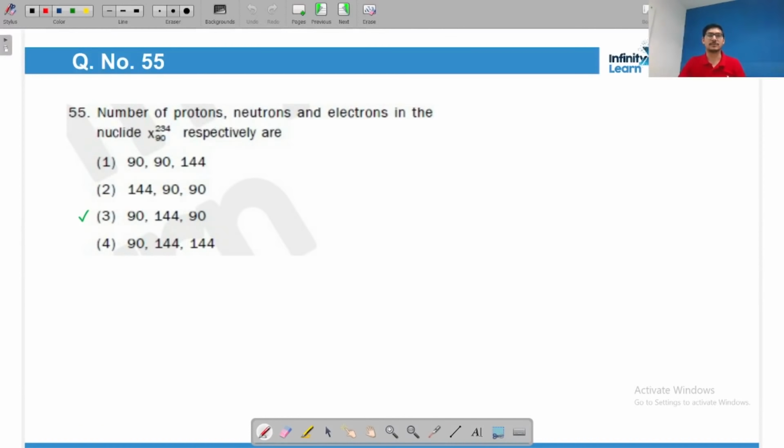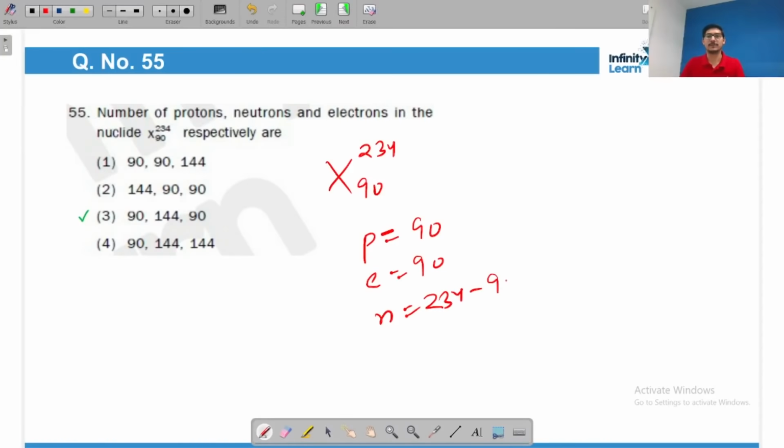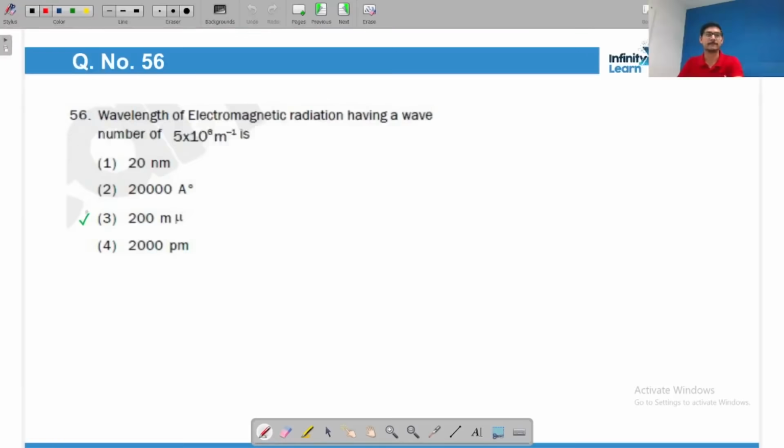Number of protons, neutrons and electrons. Okay, so the atomic number is 90, the mass number is 234. So number of protons is 90, and because the species is neutral, number of electrons will also be 90, and number of neutrons will be mass number, which is 234, minus atomic number, which is 90. So this will come out to be 144. So this is the correct answer.